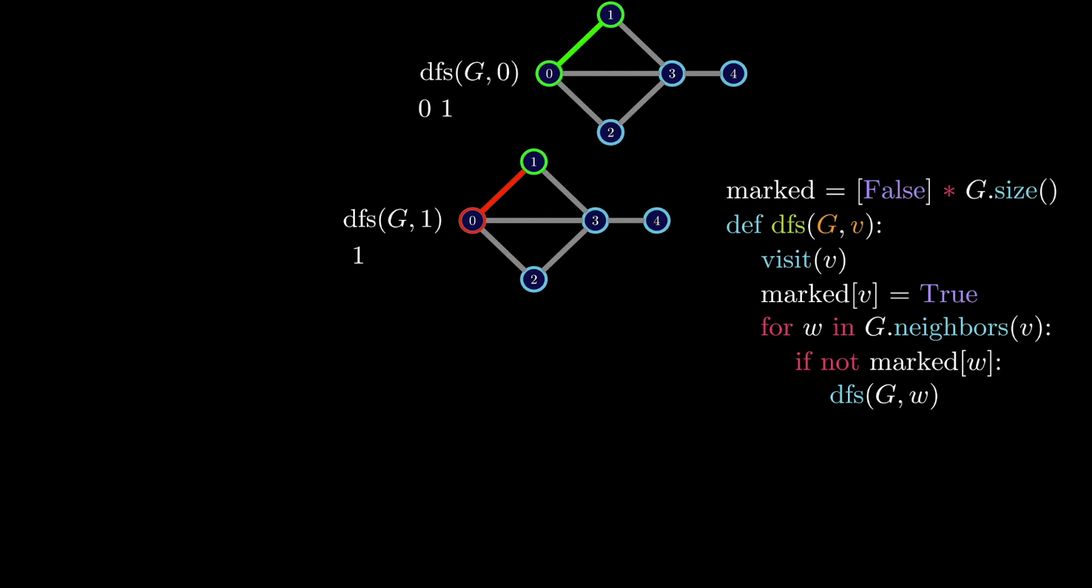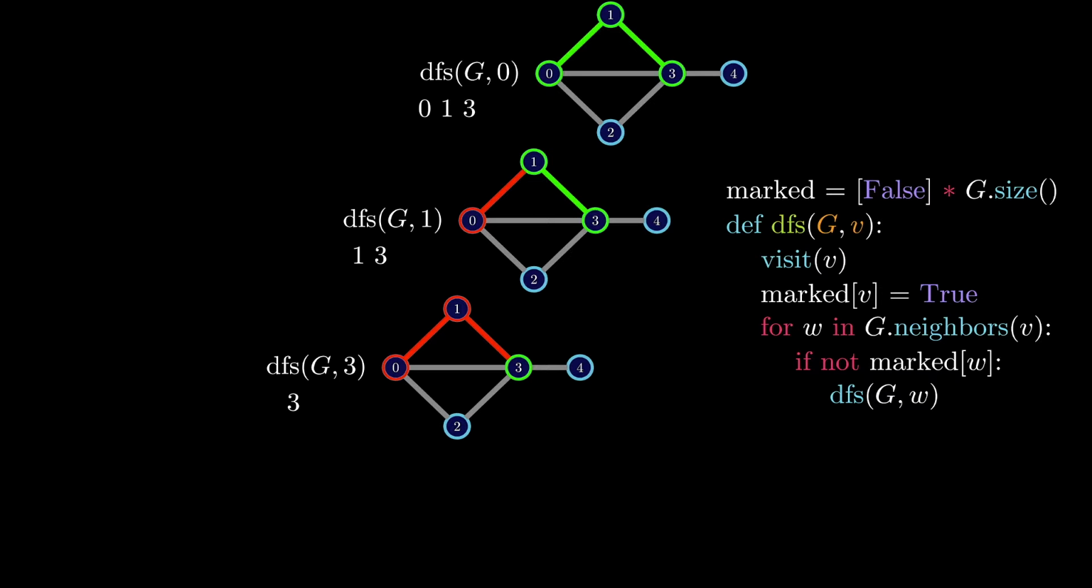The first thing that happens in this recursive call is we visit vertex 1, which becomes the second vertex in our DFS traversal. Now the key idea is that when we look at the neighbors of vertex 1, vertex 0 is already marked, so we can't make another call to vertex 0. So the only remaining option is to recursively call our function on vertex 3. The process is exactly the same. We visit vertex 3, which ends up being the third vertex in our DFS traversal.